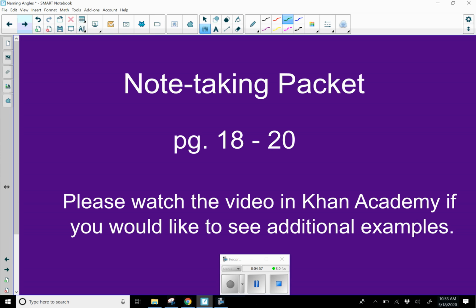Okay, so that is naming angles. The correlating note-taking packet pages are 18 through 20.